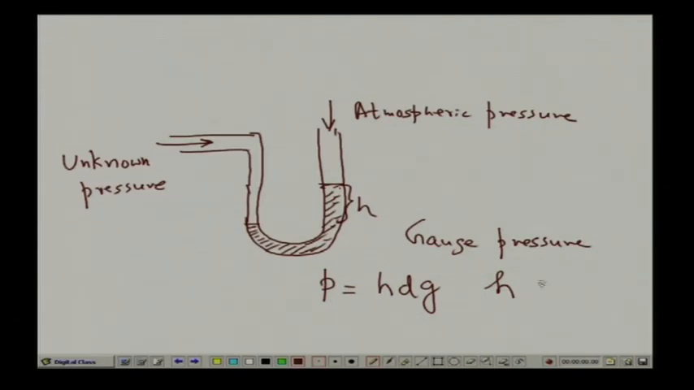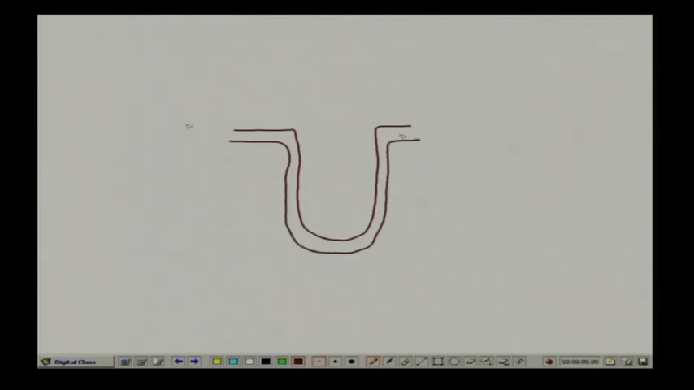At the same time, we can measure the differential pressure also with this manometer. If I measure the differential pressure, it will look like this. See what will happen, you see that we have a U-tube as before. So, this is the unknown pressure.